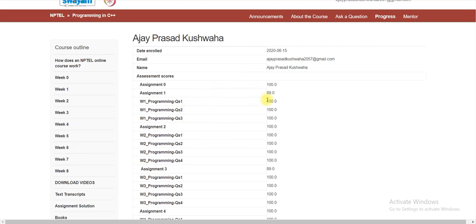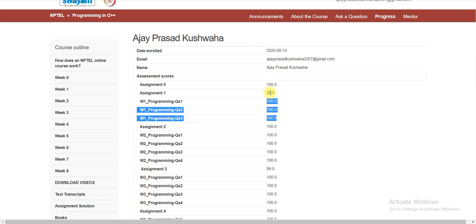In C++, you can see in the first week there are 3 programming questions, and if you have done none of them, then NPTEL will give a 0 score. 0 by 3 will not give infinity, 0 by 3 is 0. Or if you have done 1, then 1 by the number of questions, which is 3, so 100 by 3, you will get 33.33. But if you have not done any, you will get 0, and your assignment score here will be, there is 89.